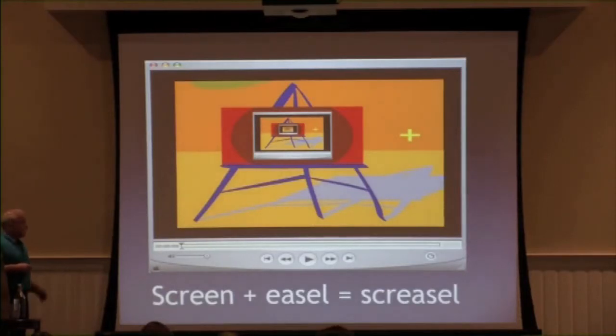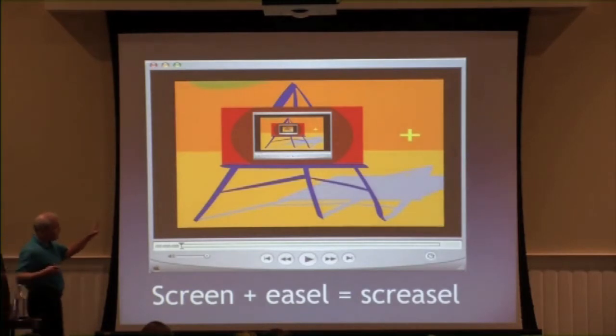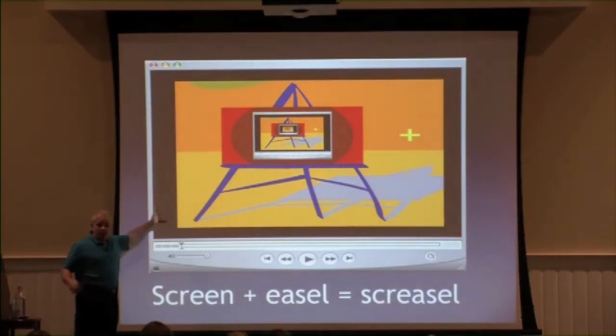The bottom line is this: we have screezels. I take screen and easel and put them together and I get a screezel. This is where people go to paint now. This is where it happens, particularly for the younger people. And younger at this point, for me as I approach 60, is basically anybody 25 years and younger. So this is where we go to paint now.